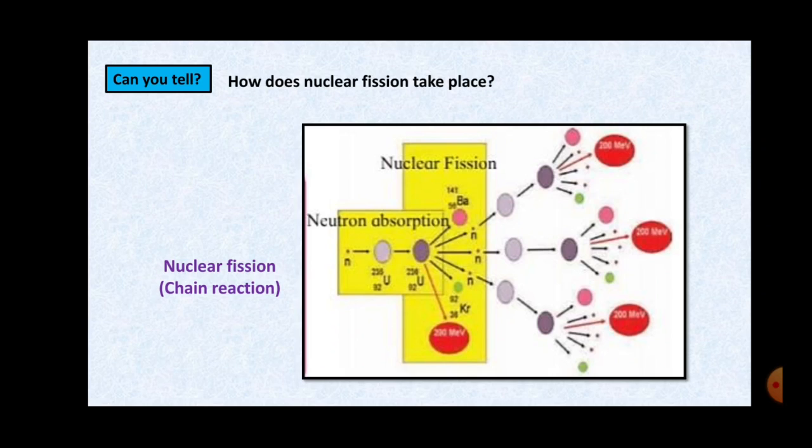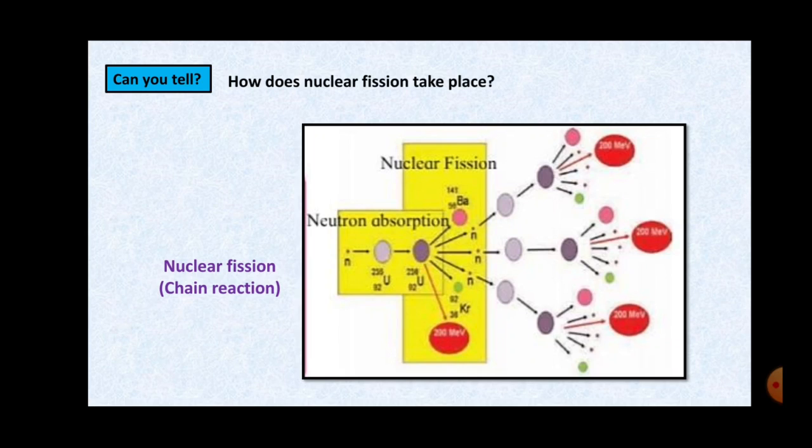Now in nuclear fission, a neutron is bombarded on uranium-235. Okay. Now this uranium-235 is a radioactive element. When the neutron is bombarded over this uranium-235, it absorbs the neutron and converts into its isotope, that is uranium-236.